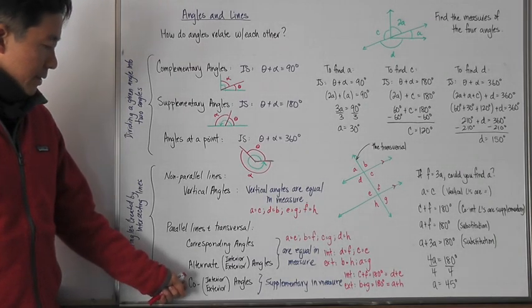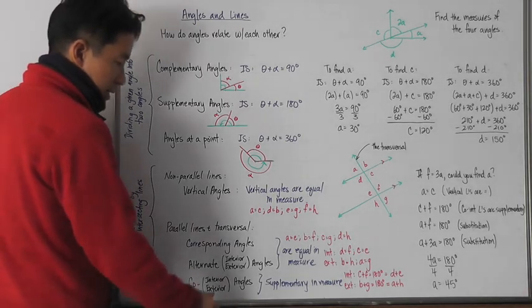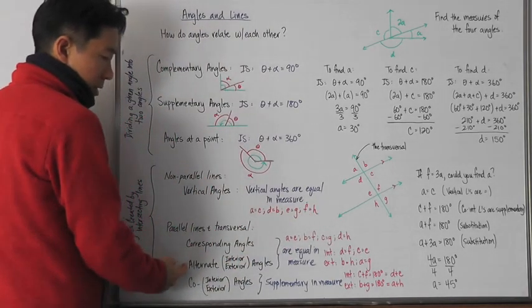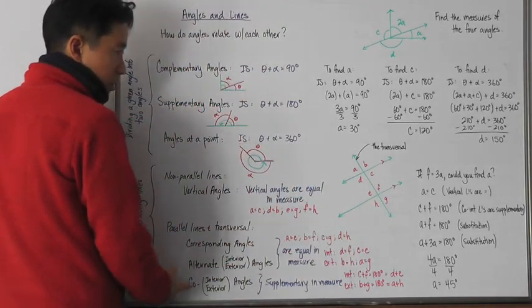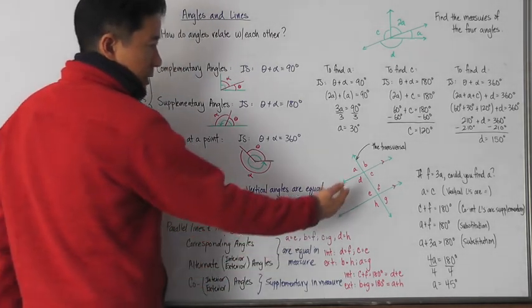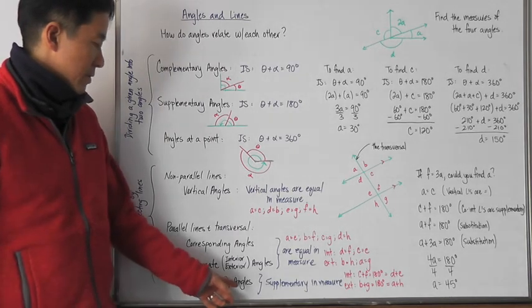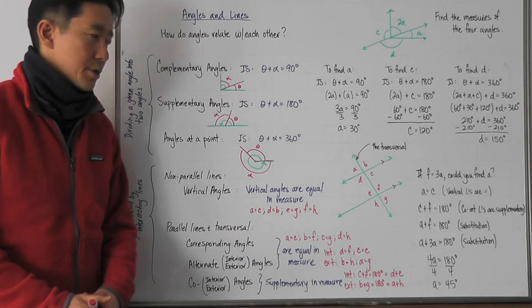Now, when I talk about the co-interior and co-exterior angles, they are the ones that are on the same side of the transversal. Notice the alternate one says alternate between sides of the transversal. The co-interior or co-exterior means that you need to stay on the same side of the transversal. So these angles are going to be supplementary in measure.